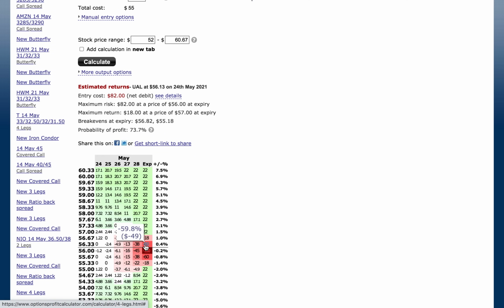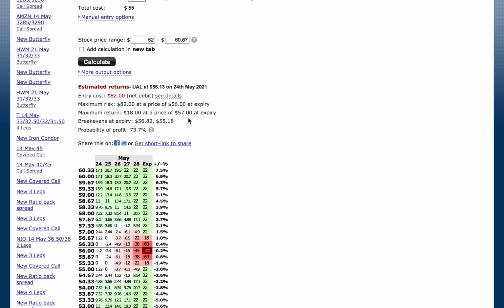And actually on expiration, if you hold through expiration, it doesn't actually have to move that much, because again, our break evens here are 55.18. So if it's at 55.18 or below, you're either breaking even or making money, or if it's at 56.82 or above, you're breaking even or making money. So again, as long as this stock is a volatile stock and it's moving in either direction, you're going to make some money.